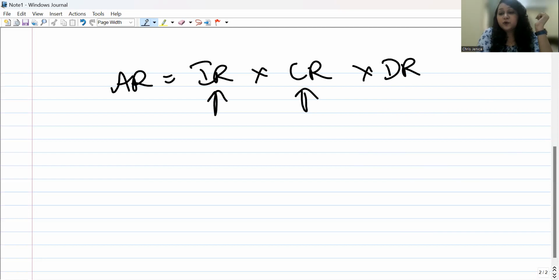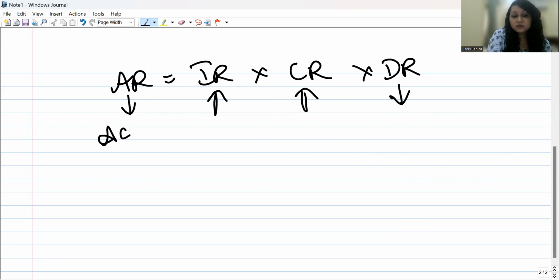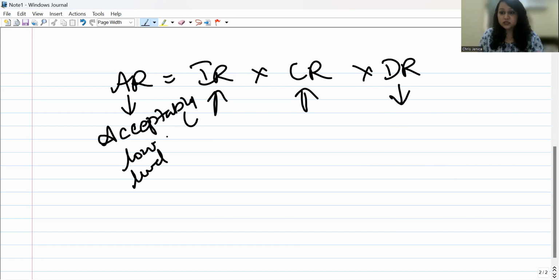Now, coming back, I told you about inherent risk and control risk. What if they are very much higher in the client firm that I'm going to audit? I should make sure that my detection risk is low. Only then could the audit risk come down to an acceptably low level. The audit risk is nothing but the risk of providing an inappropriate audit opinion. I cannot provide an inappropriate audit opinion. I have to bring it down to an acceptably low level.